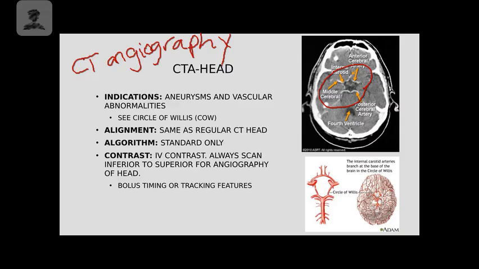For alignment purposes, we will use the same as a regular CT head. We have to get all of the vertex, all of the front, and all of the back inside, and we prefer to tilt the head or angle our gantry if possible. For this, our algorithm is going to be standard only, so our soft tissues, because we do care about the contrast. If we selected bone, it would be way too black and white and way too grainy in certain areas that we don't want. So we definitely are going to be focusing on the standard algorithms.